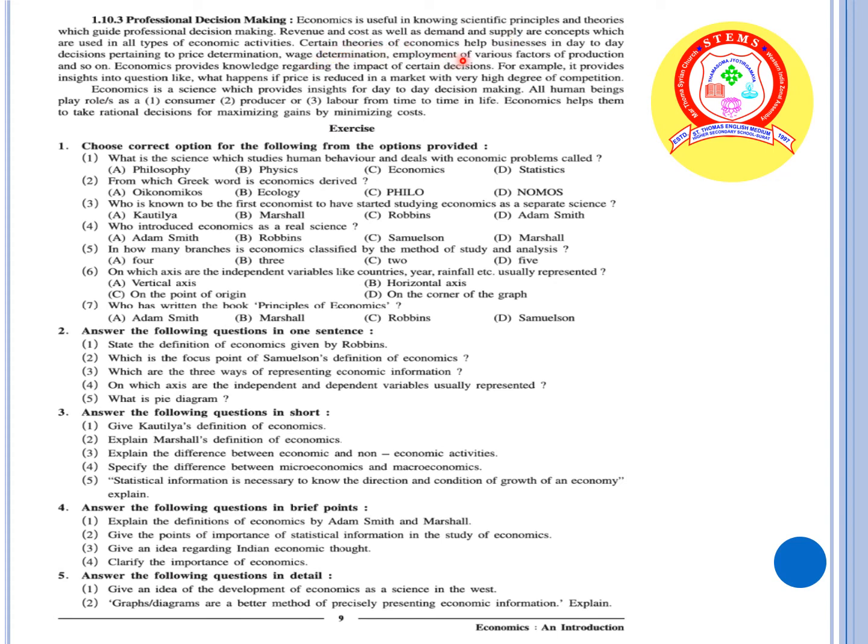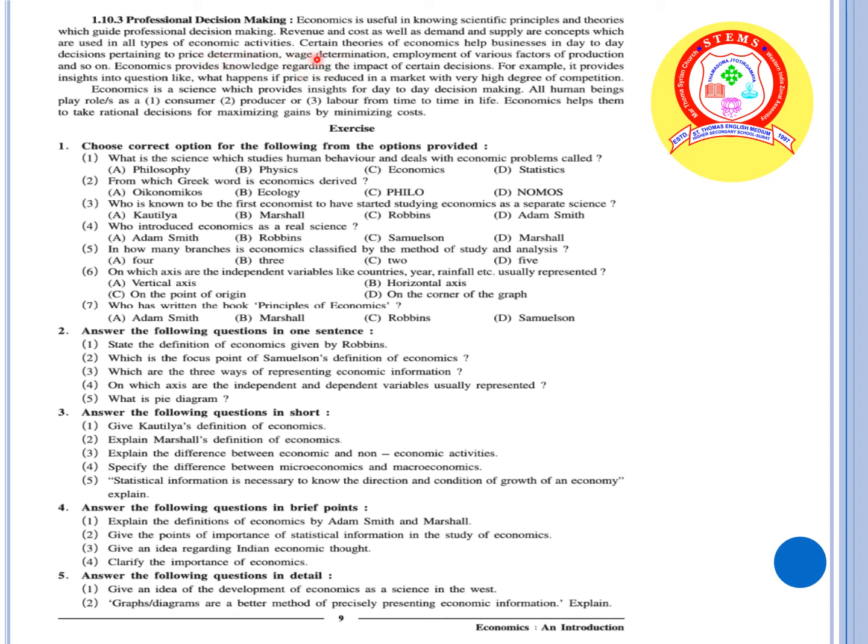Now certain theories of economics help business in day to day decisions pertaining to price determination, wage determination, employment of various factors of production and so on. So certain theories exist in economics which help business in making decisions pertaining to price determination. If you want to determine the price of a product or any commodity, such theories could be helpful in making the decision on price.